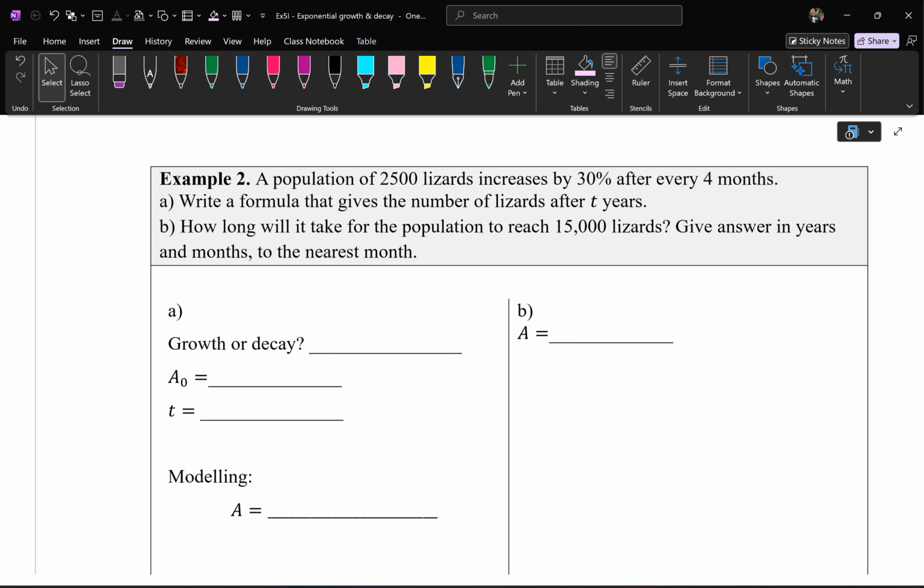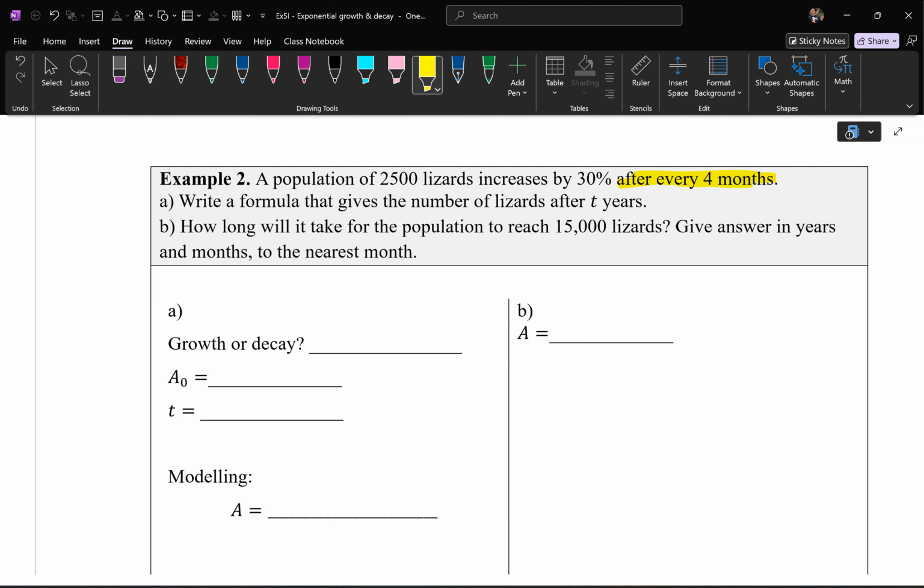Let's do this one. A population of 2,500 lizards increases by 30% after every 4 months. So think about that key part. Think about money and borrowing money from the bank. It's very similar. You borrow money from the bank, so say $1 million increases by, say, 6.05% per annum after every year. This is now after every 4 months. They want you to write a formula that gives the number of lizards after T years. What's confusing is that it's after 4 months.